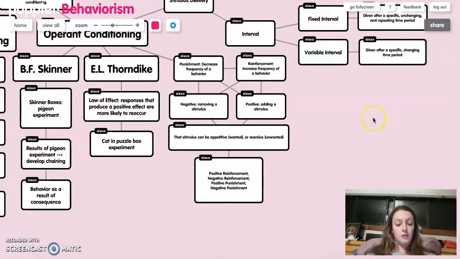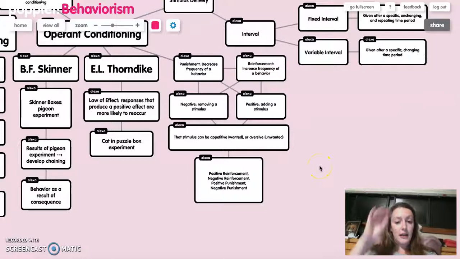Then we'll talk about positive punishment and negative punishment. Positive punishment would be adding an unwanted or adverse stimulus in order to decrease the frequency of a behavior. So if I got in trouble with my parents, for whatever, I was back talking, and they yelled at me, that would be a positive punishment because they're adding that yelling to the scenario. That's a negative stimulus, and they're trying to decrease that behavior.